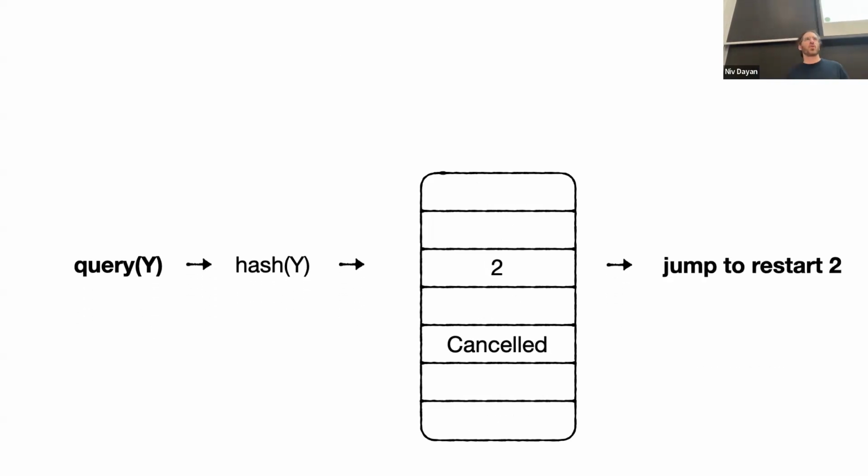But if we have a query later on, and the query goes to a slot that is not canceled and that is not empty, then we know that at most one entry mapped to that slot. And that means that the slot ID, the restart ID there, we know that it's correct. So we can just go there.